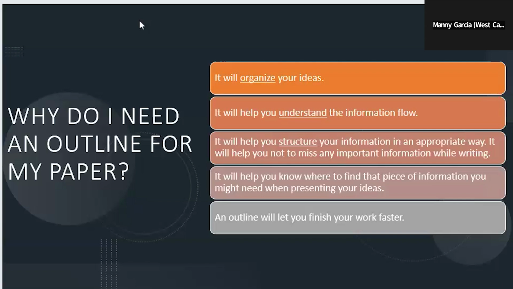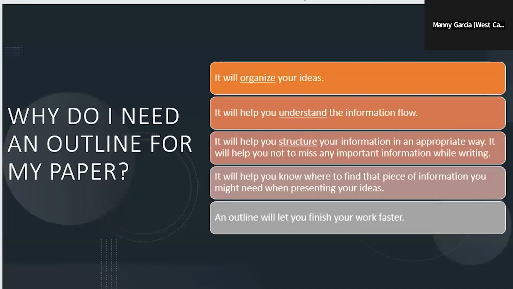Organization, folks, is critical. In fact, the essay structure is inherently based on organization. If your paper looks like a hot mess, your professor's not going to read it, the reader's not going to read it, and even you probably will not want to read it because you're not going to be able to distinguish where your ideas are flowing. It'll help you understand the information flow. There is nothing worse than writing a bunch of information only to not have it make any sense. That is a waste of time and a waste of effort.